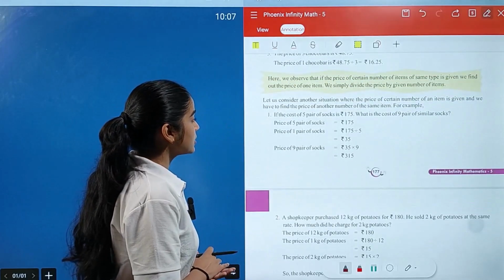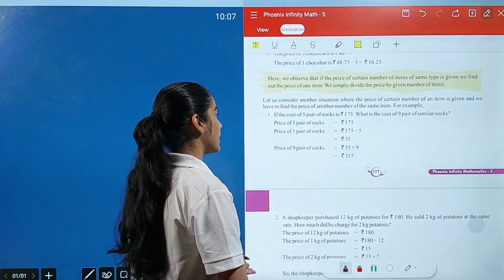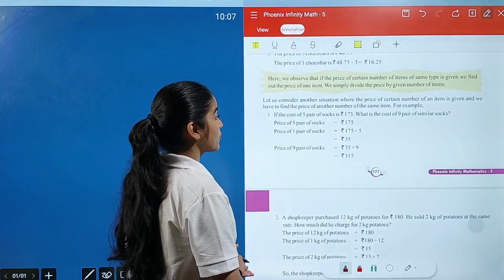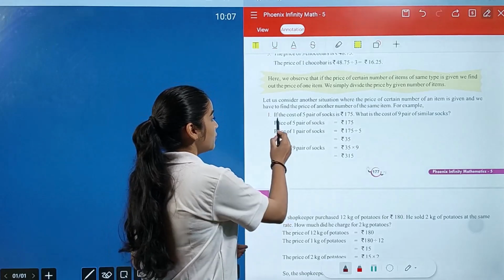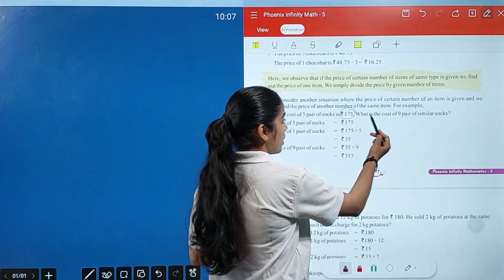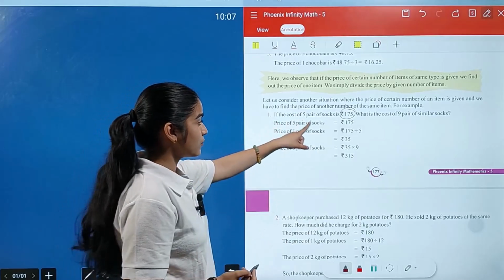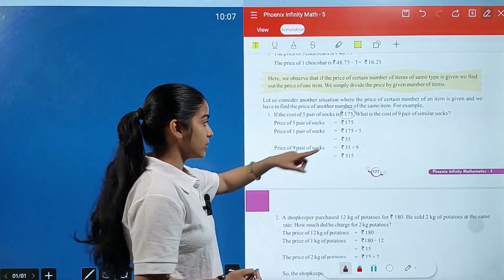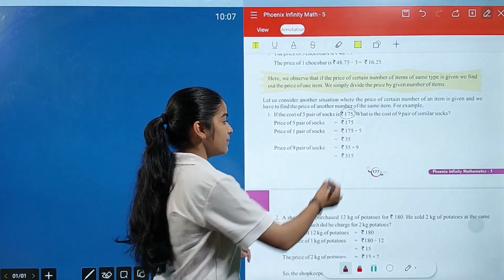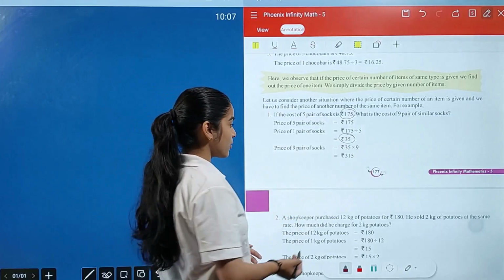Let us consider another situation where the price of a certain number of an item is given and we have to find the price of another number of the same item. For example, if the cost of 5 pairs of socks is 175, what is the cost of 9 pairs of similar socks? First we have to find the cost of one pair. So 175 divided by 5, that is 35. And now we simply multiply for the 9 such pairs of socks.